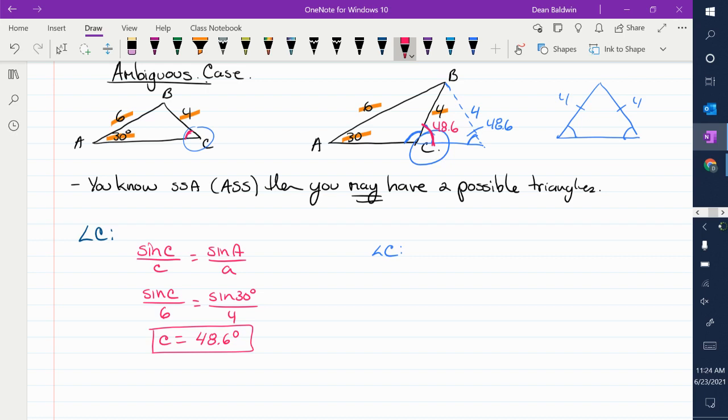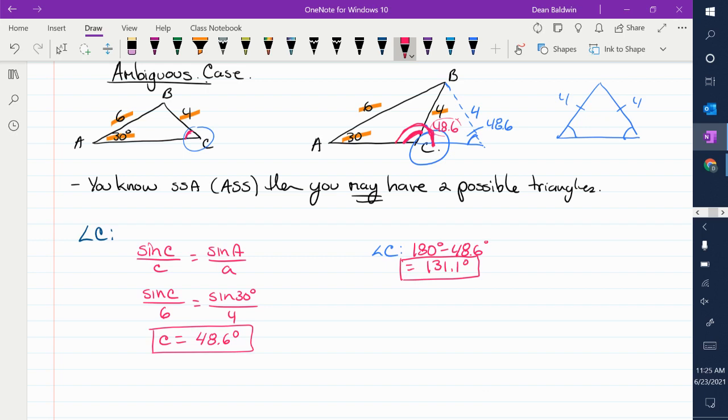Correct? Okay. What is a horizontal line? How many degrees? From here to here? 180, right? Because if you went all the way around, it's a full circle. So if this whole thing is 180, and that's 48.6, what is this? 180 minus 48.6. 131.1. Okay.